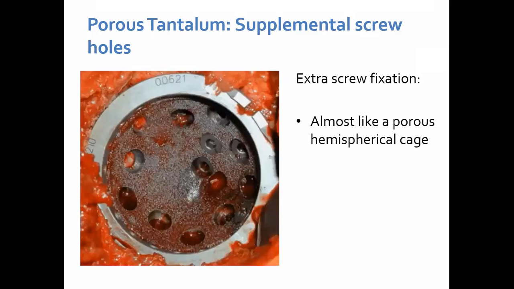This photo represents the new trabecular metal cups that you can place extra screws through. You can drill your screws in any direction that you feel will be more stable for the cup, and you'll be able to use this cup as a porous hemispherical cage.